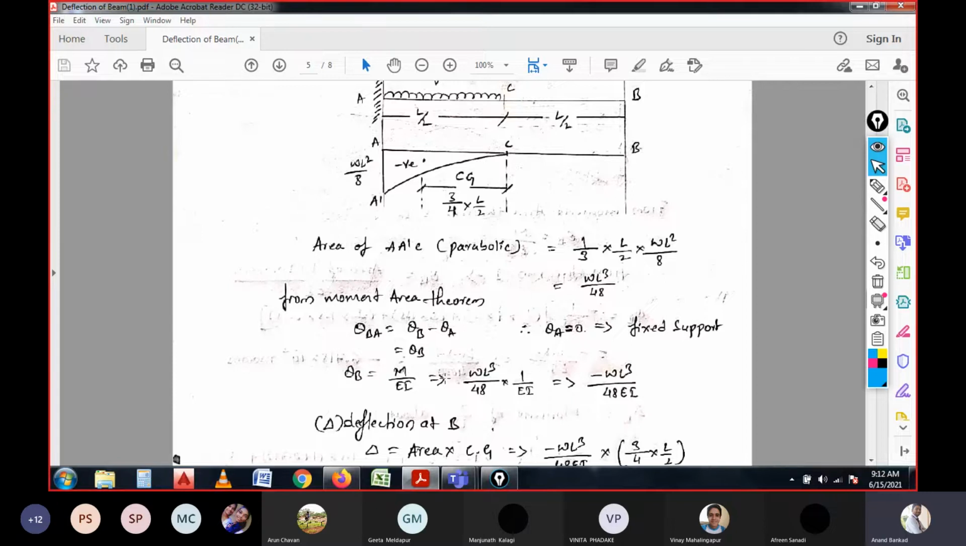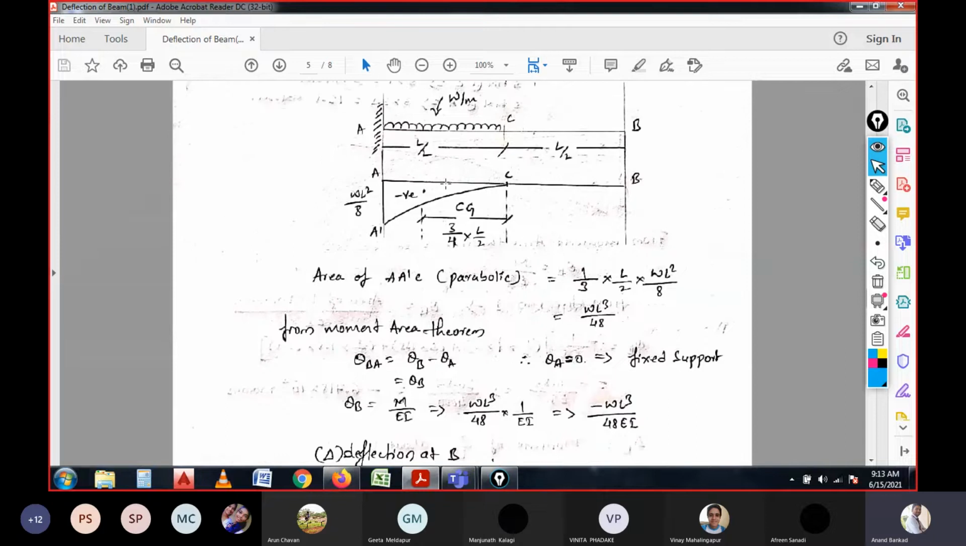M is nothing but the moment. So for that reason, WL cube by 48 into 1 by EI is to be considered. That is the Young's modulus of the beam as well as the moment of inertia I. So altogether WL cube by 48 EI is the theta, that is the slope at B at the end, for the half span carrying uniformly distributed load. So this is the equation.